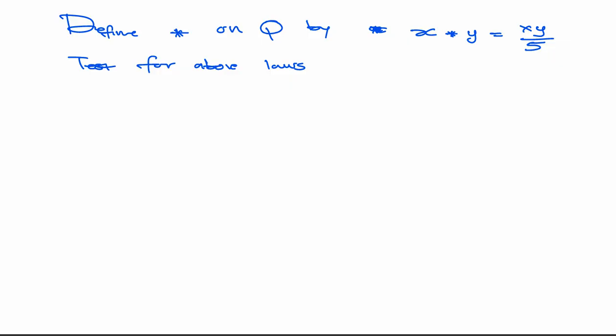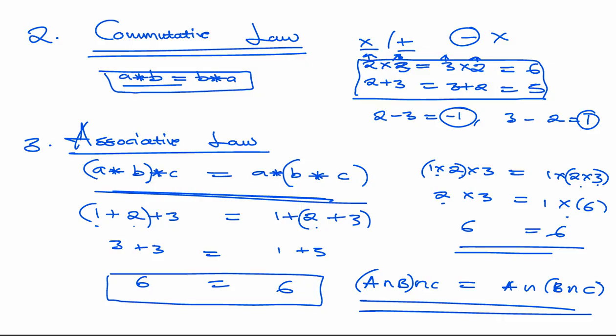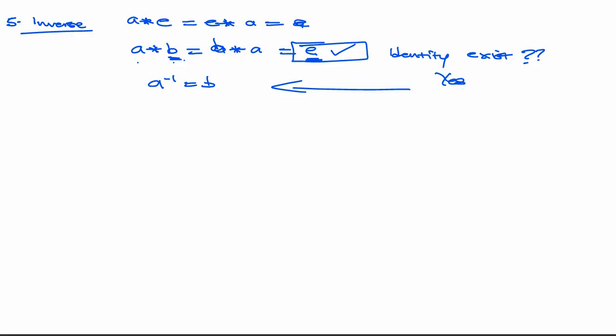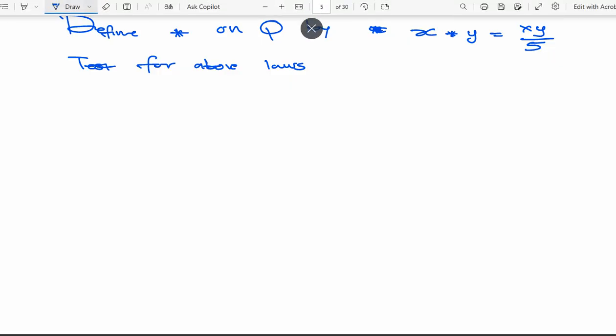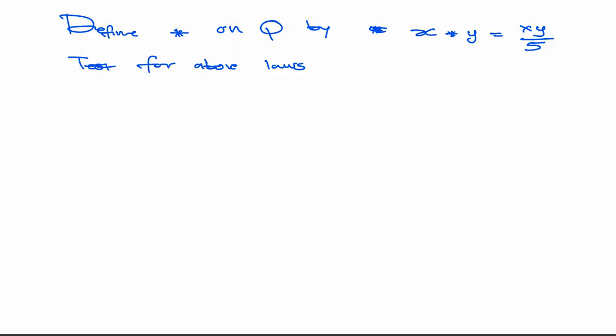Let's go ahead and talk about the laws which we've just talked about. We first talked about the closure properties, then the commutative law, associative law, distributive law, identity law, and finally the inverse law. This is what we are going to discuss, whether each of the laws exists. Now what does the closure property tell us? The first law we are going to talk about is the closure property law.